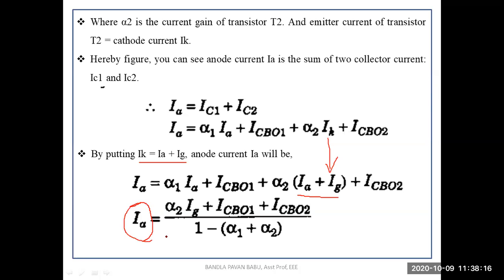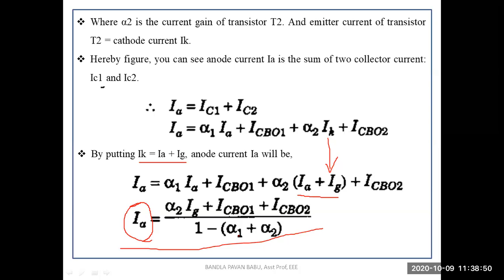Since with the SCR we are going to perform controllable operation, that means we are going to control the switch so that the current in the switch is controlled. How this current depends on which parameters, I mean what the controllable parameters are, we can trace out from the anode current equation. This is IA equal to alpha 2 into IG plus ICB naught 1 plus ICB naught 2, divided by 1 minus (alpha 1 plus alpha 2).